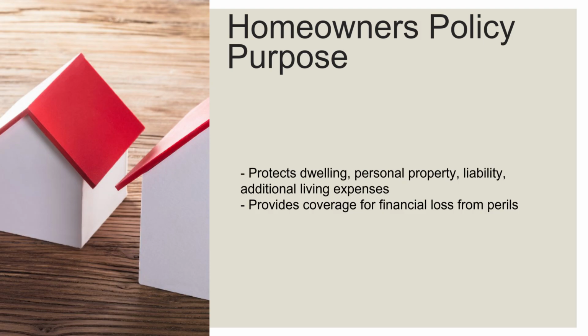Your personal belongings. Think of everything inside your home: clothes, furniture, electronics. Coverage C pays to replace those items if they're stolen or destroyed by a covered peril. Limits typically range from 50% to 70% of your dwelling amount, and there are sublimits on high value items like jewelry or firearms.